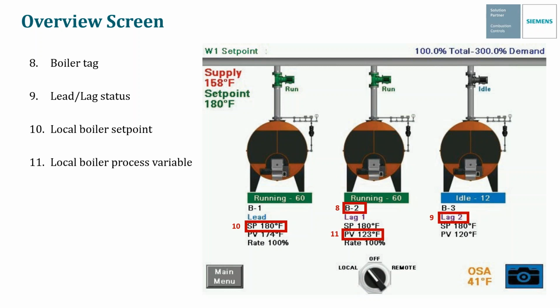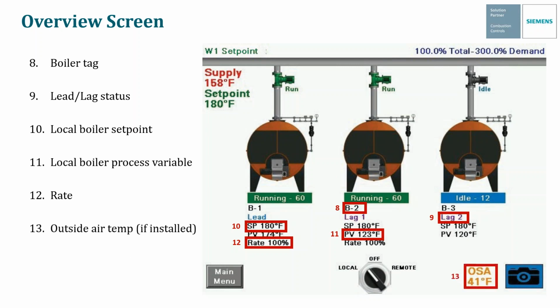We also have the local boiler process variable. So this is basically the temperature at the boiler. And then we have the firing rate for each boiler. If the boiler is not on, then you're not going to show a firing rate here, but if it is on, you will. So in boiler 1 and boiler 2 in this instance, we're showing a firing rate of 100% for each of them. If you have an outside air temperature sensor installed, the outside air temperature will display here in the bottom right corner. If you don't, it will not be shown.